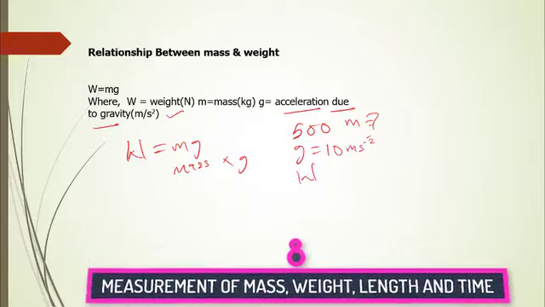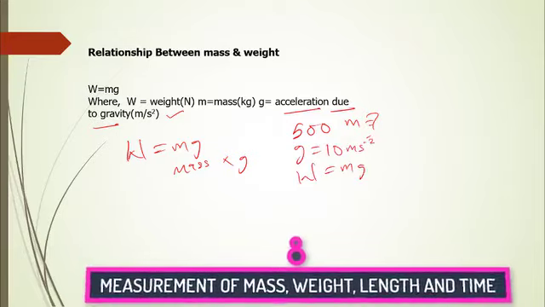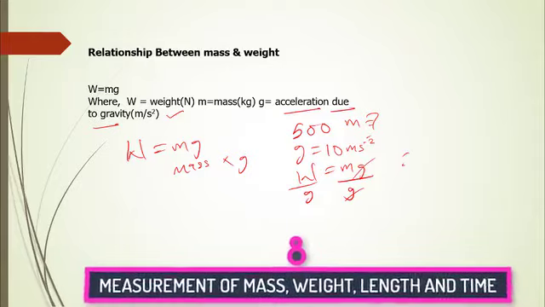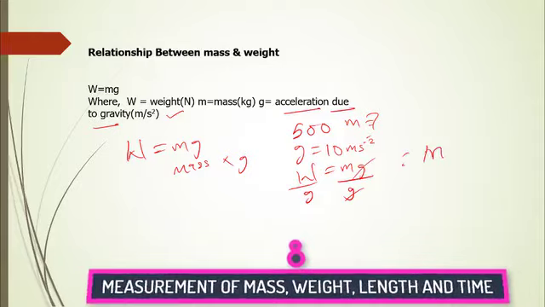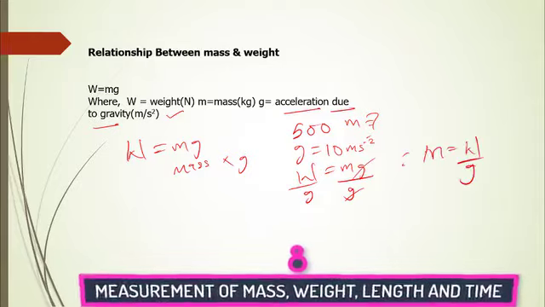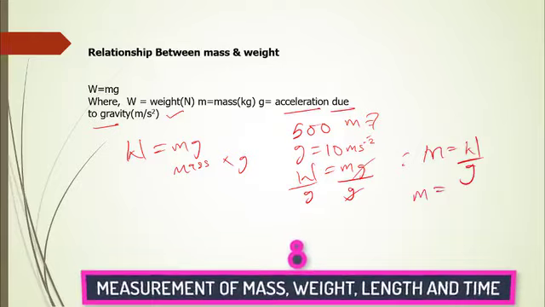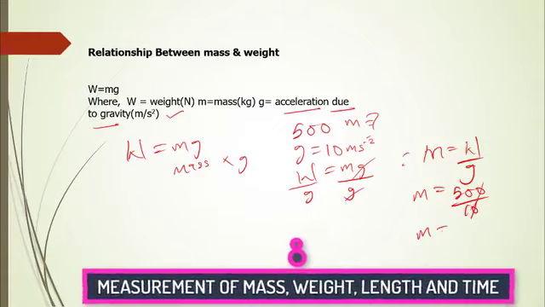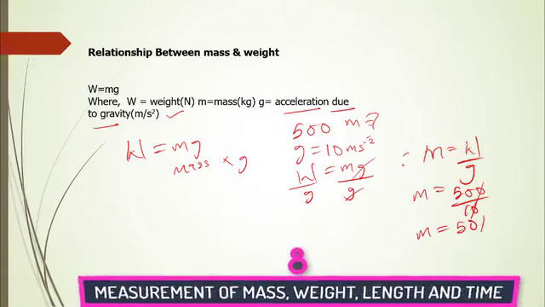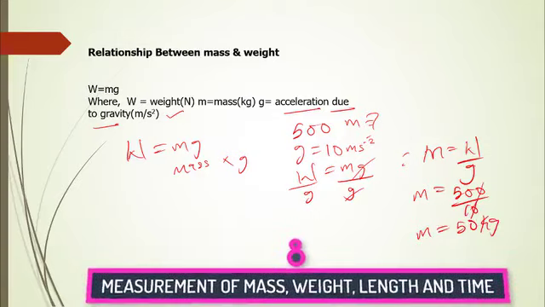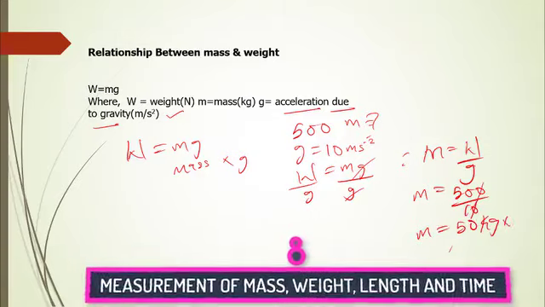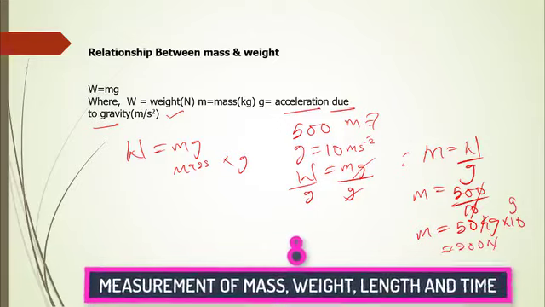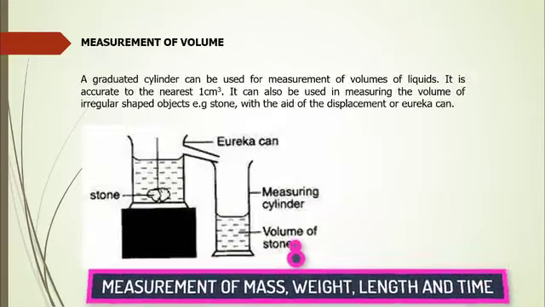So all we just have to do is, from W equal to mg, we just have to make m the subject of the formula by dividing both sides by g. M equal to weight over acceleration due to gravity. So the mass becomes weight 500 over 10, acceleration due to gravity. You discover that your mass is 50. On the other hand, to convert 50 kg to weight, all you just have to do is multiply it by 10, which is acceleration due to gravity, and you go back to 500 newtons, which is your weight.